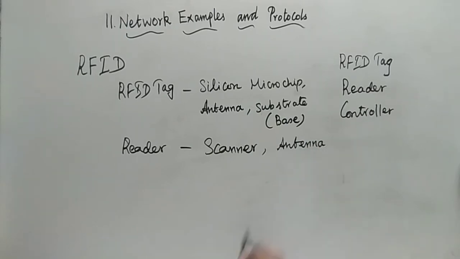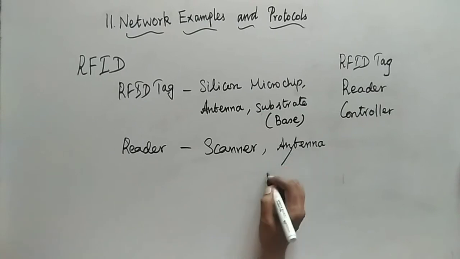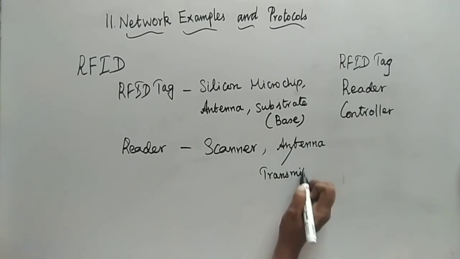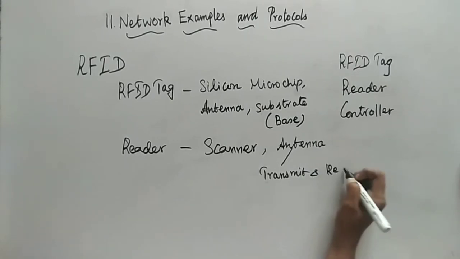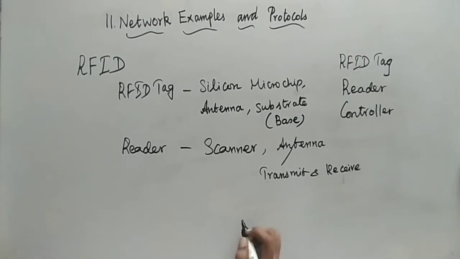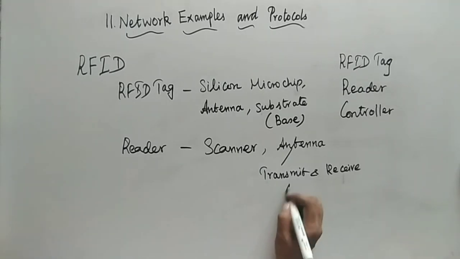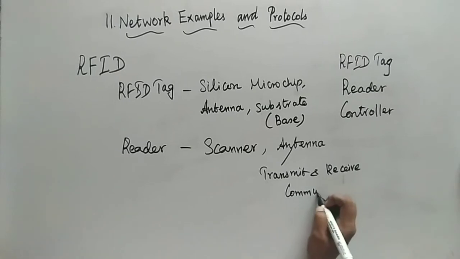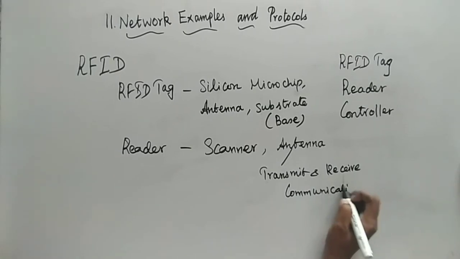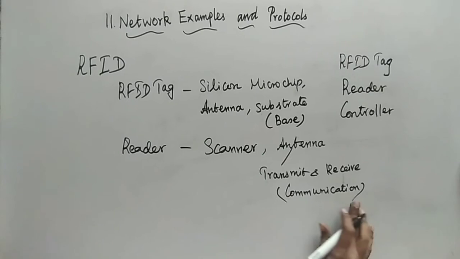So this reader is going to have a scanner. The scanner is with antennas. Why do you need antennas? Yes, to transmit and receive signals. Why is there a need to transmit and receive signals? Yes, for the purpose of communication. For communication, you are in need of this antenna. So that is your second component, your reader.